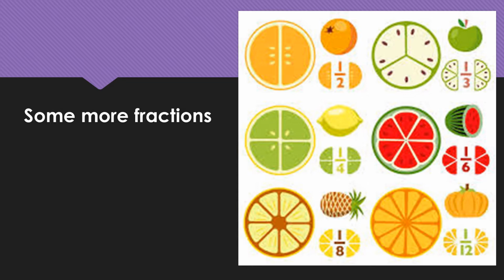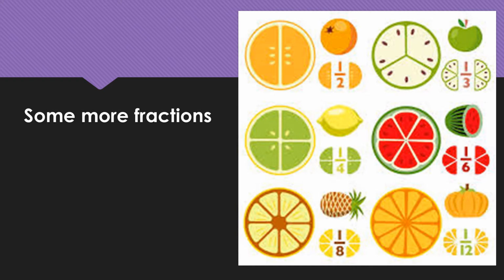If you can see, the orange is cut into half. So each part is 1/2 fraction. That is, each piece of the orange is 1/2. So 1 represents the orange and 2 represents the number of parts it is cut into. The lemon has been cut into 4 equal parts. So each part of the lemon is 1/4 fraction.